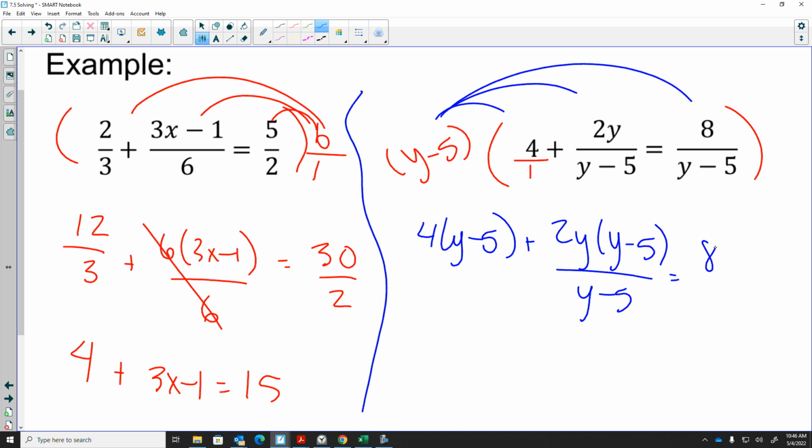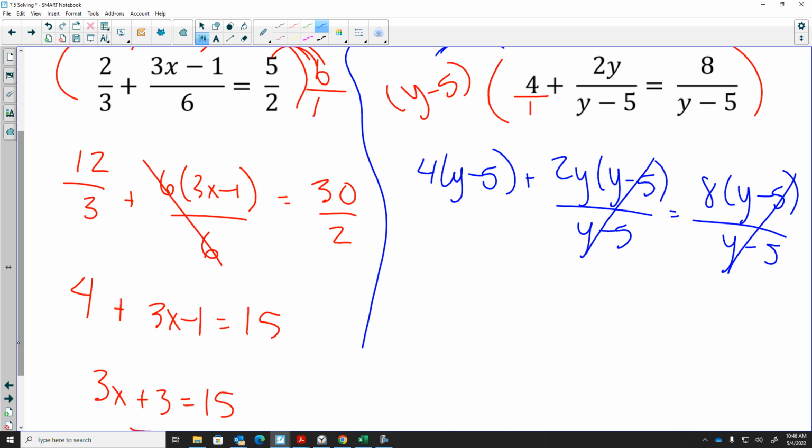So I just multiplied everything by y minus 5. I'm not actually multiplying it out yet. Why am I not multiplying it out yet? I feel like it's exactly the same. If the other way makes sense, just do it. But I want to know why this one is easier. Distribute. 4y minus 20 plus 2y equals 8.